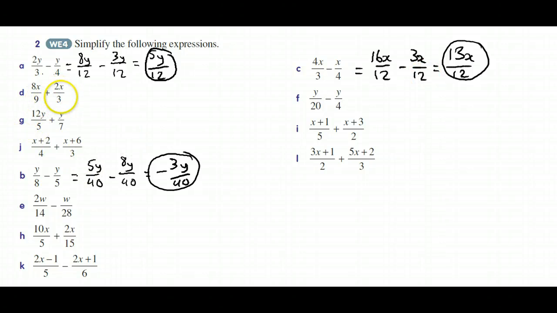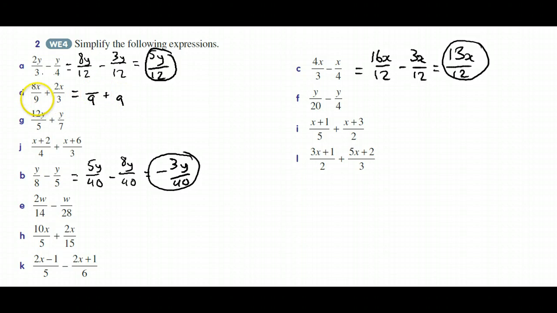In D, we've got 9 and 3. Well, 3 is a factor of 9, so 3 will go into 9. So we don't need to multiply these by anything. We don't need to multiply the 9 by anything. We do need to multiply the 3 by something. The lowest common multiple is 9. So that's going to make things a bit easier.